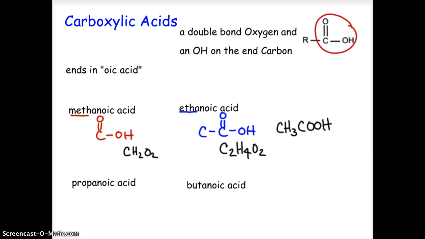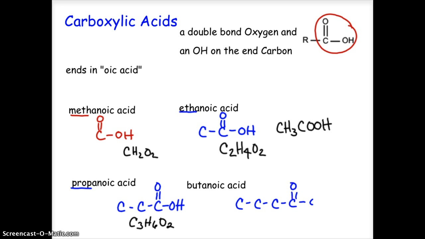Propanoic acid, prop meaning that you have 3 carbons. So with propanoic acid, you would have 3 carbons, double bond oxygen, and an OH. Its molecular formula is C3H6O2. Butanoic acid, you would have 4 carbons. So you can see the pattern here. The prefix tells you how many carbons. The functional group is a double bond oxygen and an OH on the end carbon. So this would be C4H8O2.